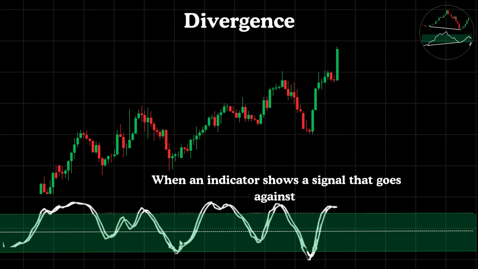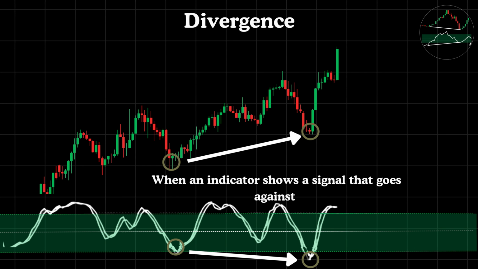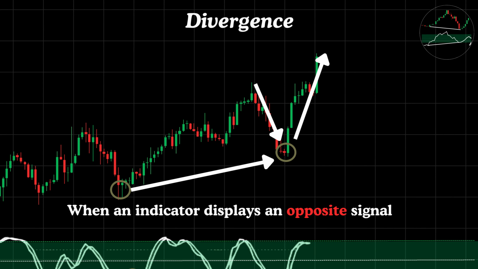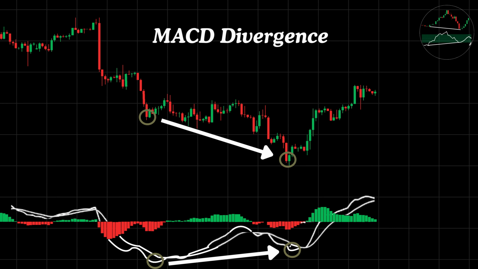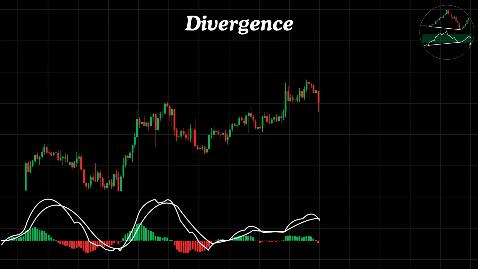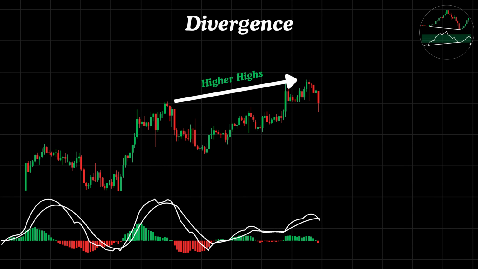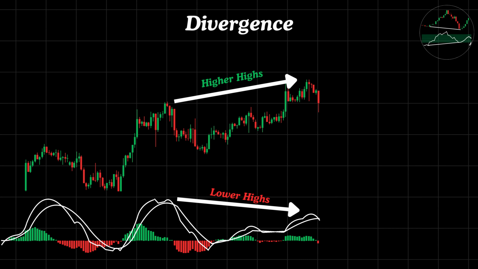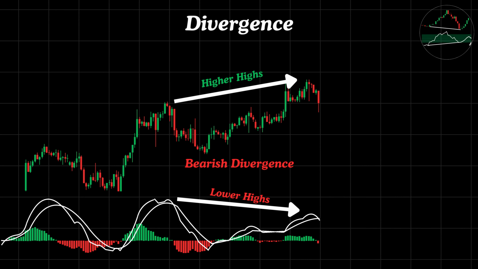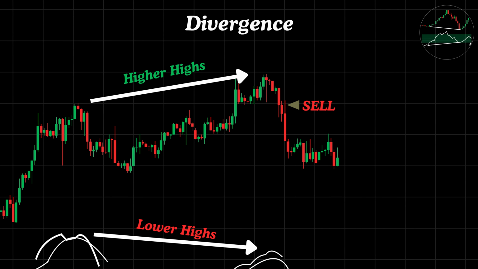Divergences happen when an indicator shows a signal that goes against the actual price movement. When this occurs, it often suggests that the current trend might be nearing a reversal. Divergences can appear on various indicators like MACD, stochastic, and RSI. For example, using the MACD, you might notice the price making higher highs, which is typically bullish, but the indicator is forming lower highs, which is bearish. This setup is known as a bearish divergence, signaling that a trend reversal may be near, in this case, potentially providing an opportunity to consider a sell position.